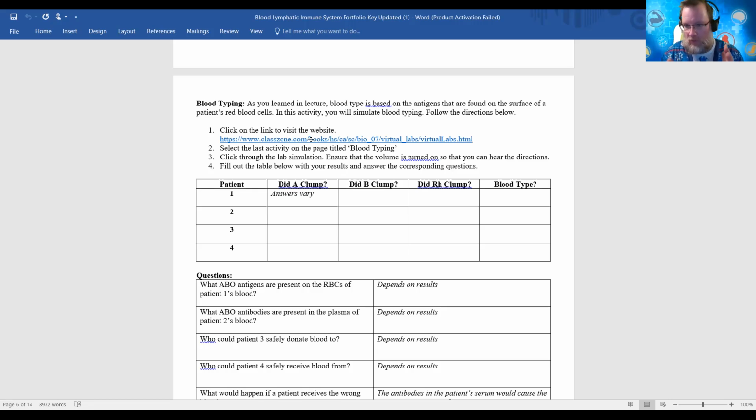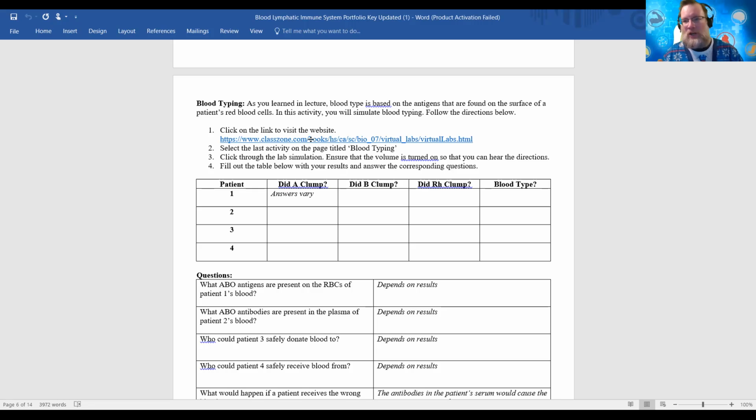If you get clumping in both of them, it'll be very obvious when you see it, then it's AB blood type. And if you get clumping in the third one, the RH, the anti-D, that's RH positive. So positive for clumping means it's a positive RH antigen. And if you don't get clumping in the RH one, then it's negative RH.